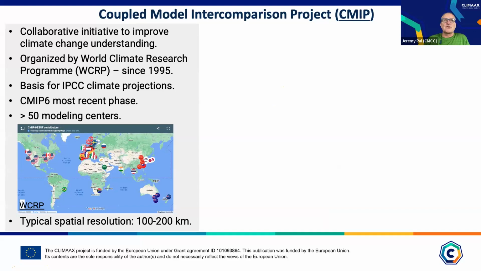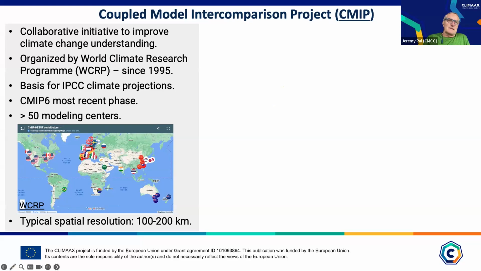Okay, it's a collaborative initiative used to improve the understanding of climate change. It's organized by the WCRP, or the World Climate Research Program, and the initiative started in 1995. It really serves as the basis for the IPCC climate projections. The most recent phase is CMIP6, and they're working on CMIP7 now. There are over 50 modeling centers.